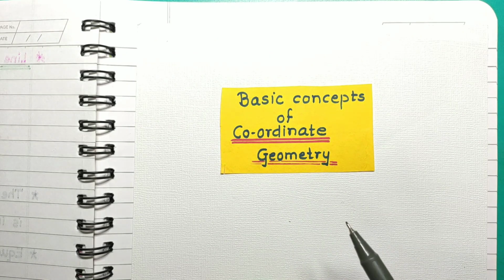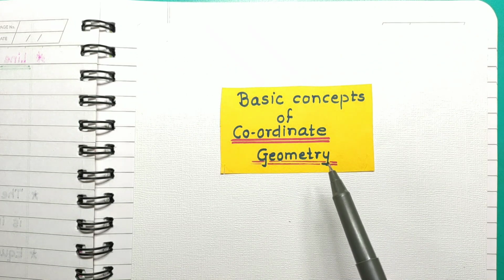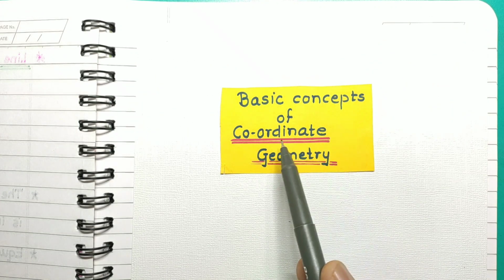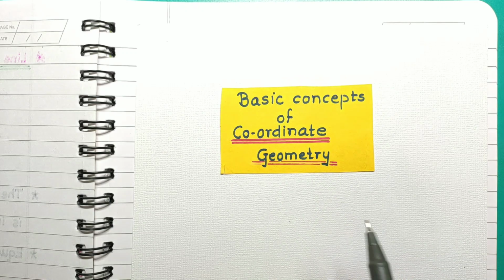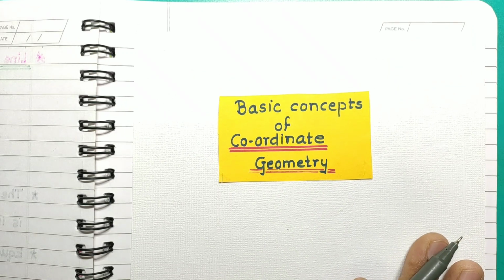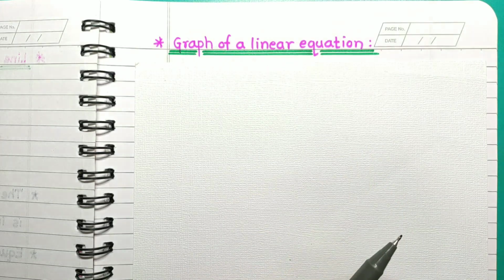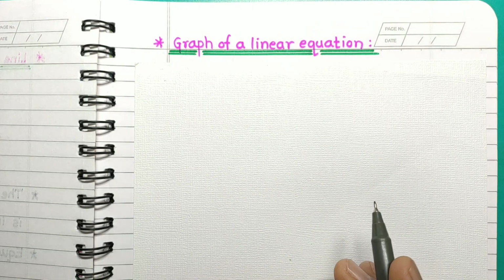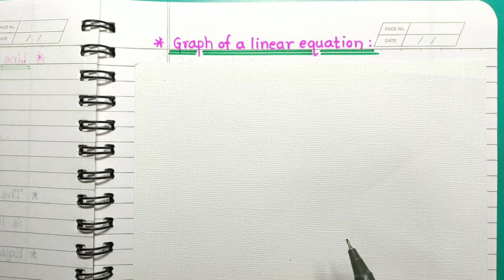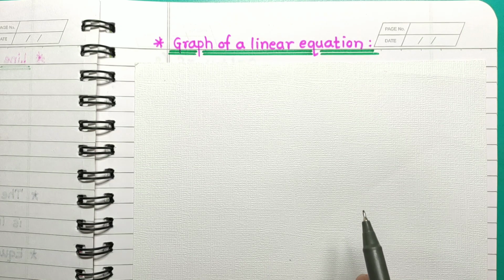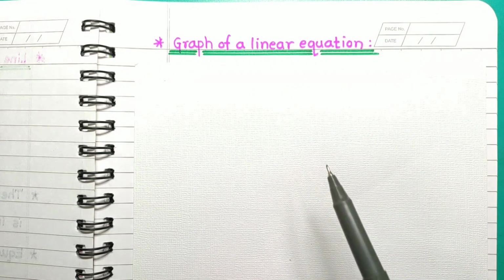Hi students, in this session we are going to continue the topic basic concepts of coordinate geometry. So let's discuss the concept of graph of a linear equation. Students, linear equations in algebra are represented by lines in coordinate geometry and vice versa. This is how coordinate geometry provides a systematic link between geometry and algebra.